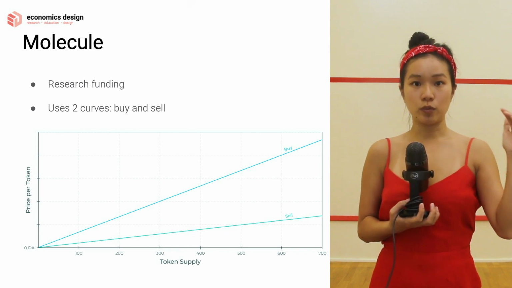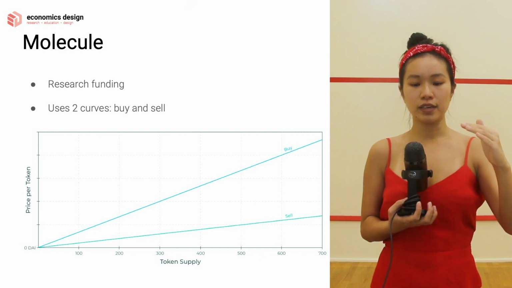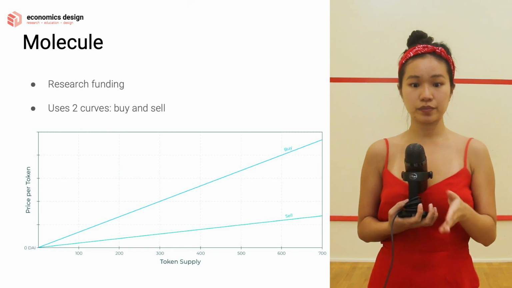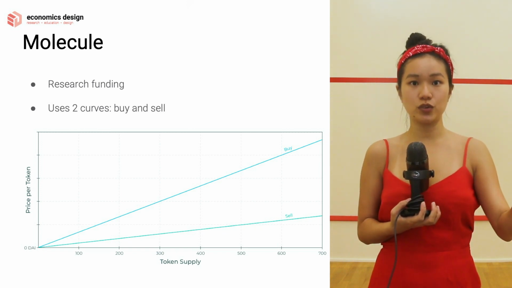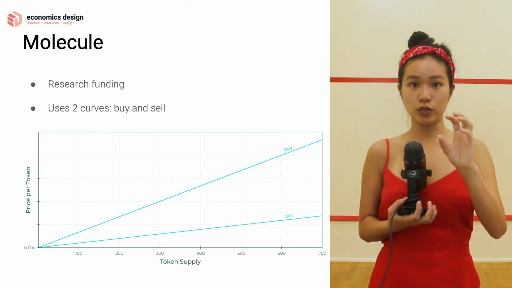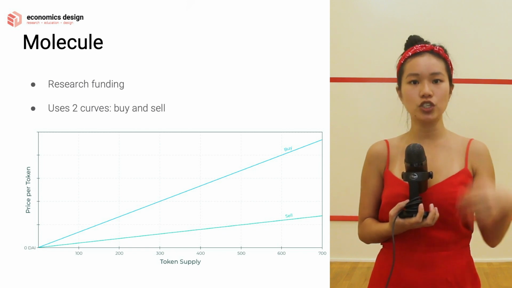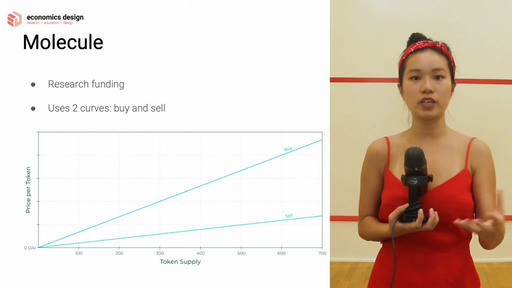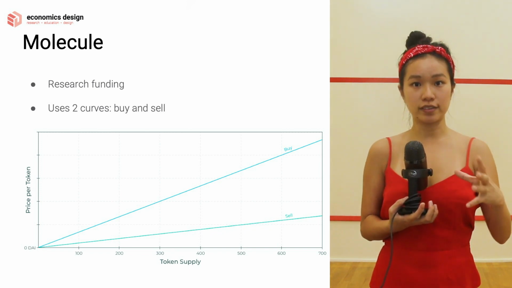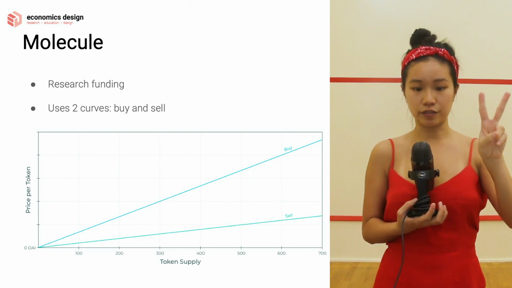That means when you buy and you want to sell later, the selling price at that period of time will always be lower than the buying price. Once again, this goes back to the idea of incentive alignment and reduction of the free rider problem, which we will not go into details here, but this can help to incentivize people to not sell their tokens and to continuously support and fund this research project. So in the Molecule bonding curve, you have 2 curves instead of 1. You have a buy curve and a sell curve.